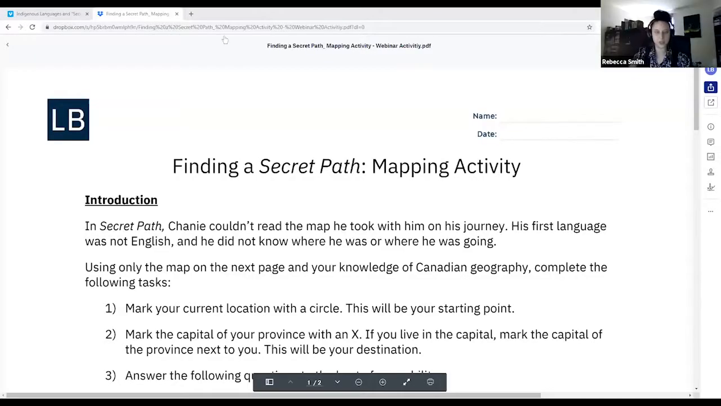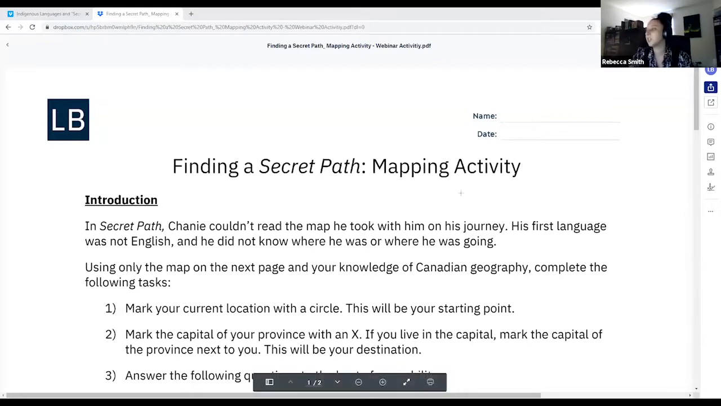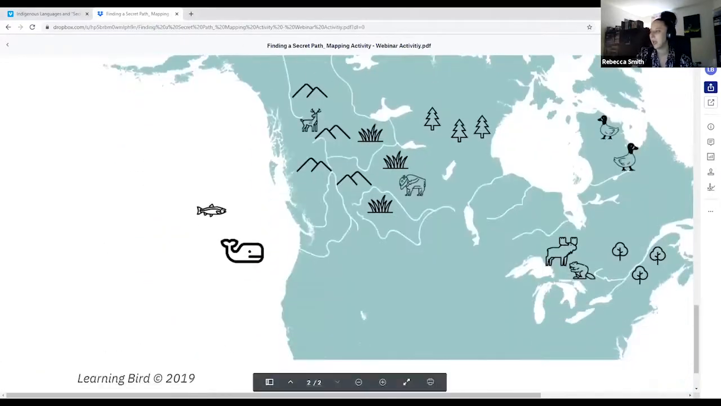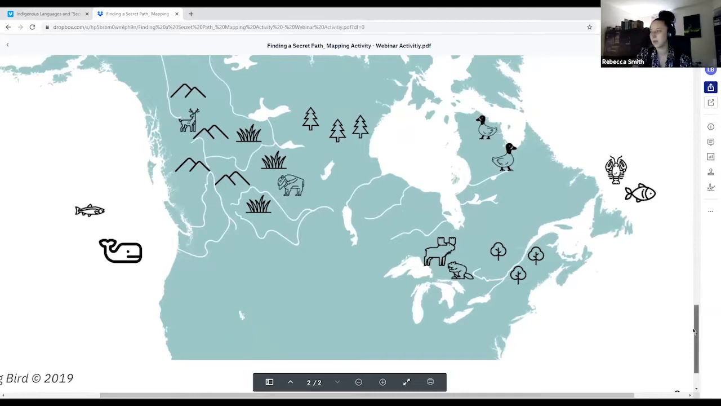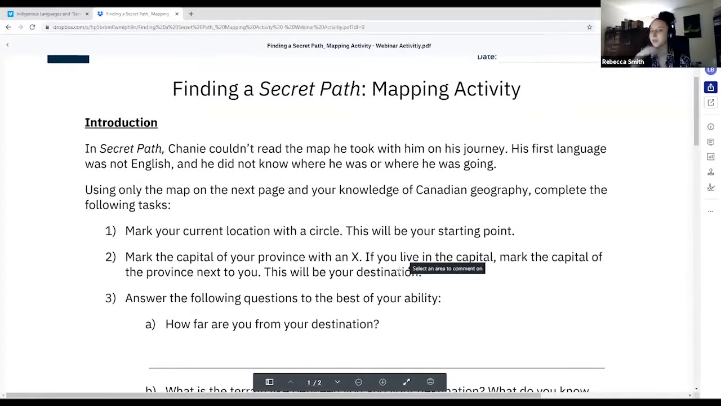Absolutely. All right. So this next activity is a handout activity. I'm going to be sending the link in the chat to all of you. So you should all have received the link. You can open it up on your own. There are two pages. This first page here is the introduction and the questions. And then on the second page, you should see a map of what we now call Canada. So I'll just go through the introduction and the directions briefly with you.